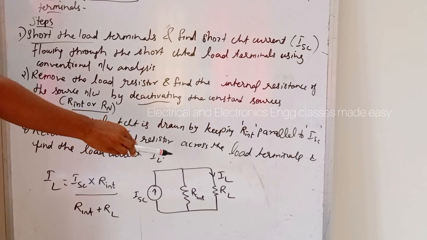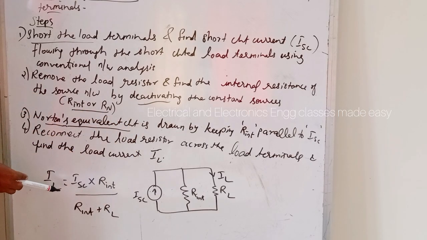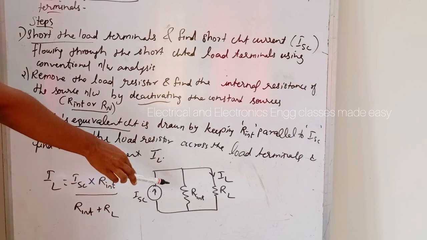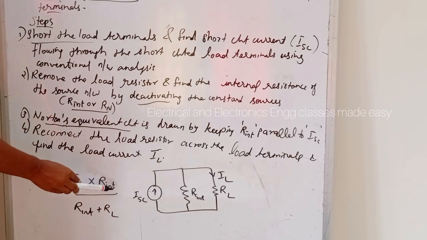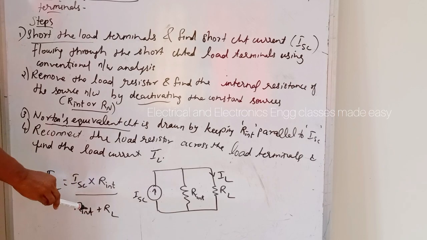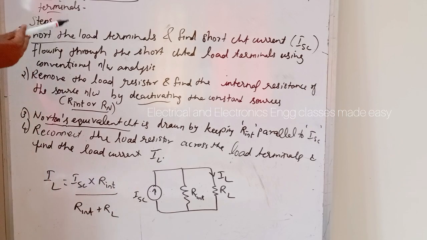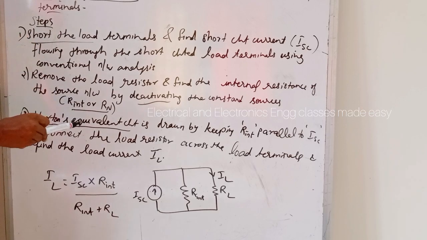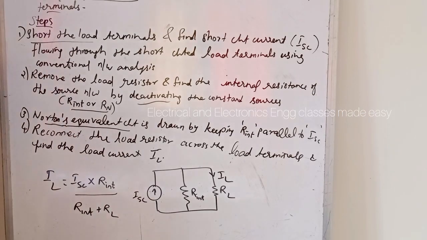So the value of current IL is equal to the total current ISC into the resistance through the other branch, that is R internal, divided by total resistance, that is R internal plus RL. That is the current division rule. So this is about the Norton's theorem. Let us do more problems related to this Norton's theorem.